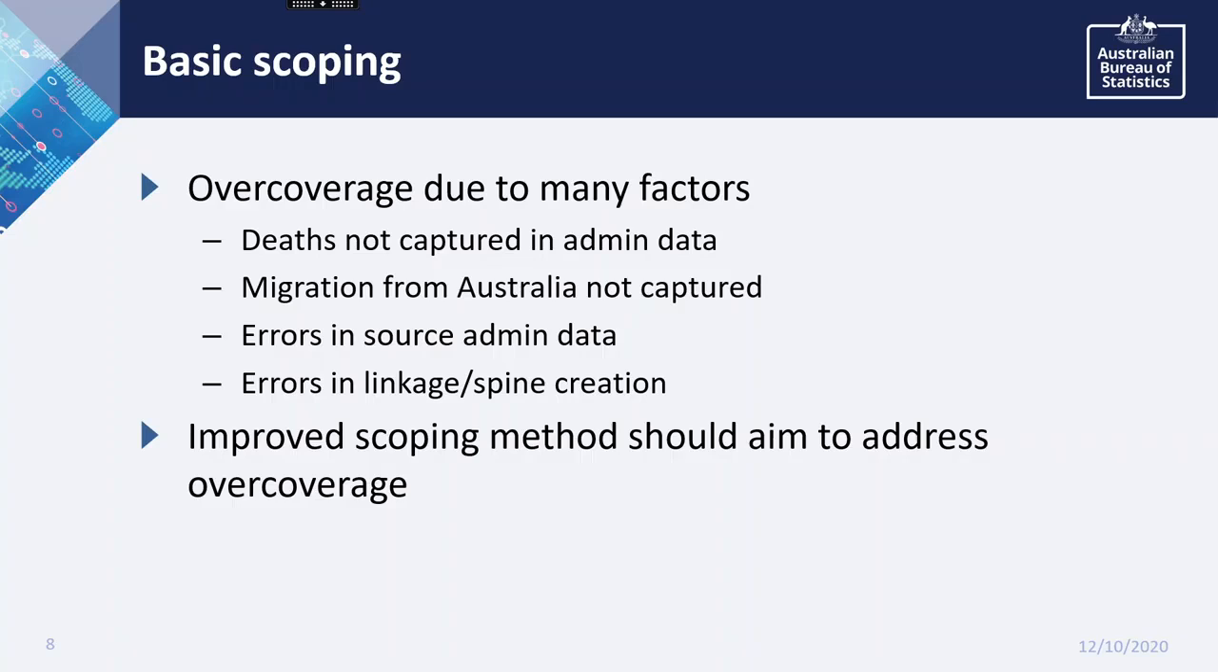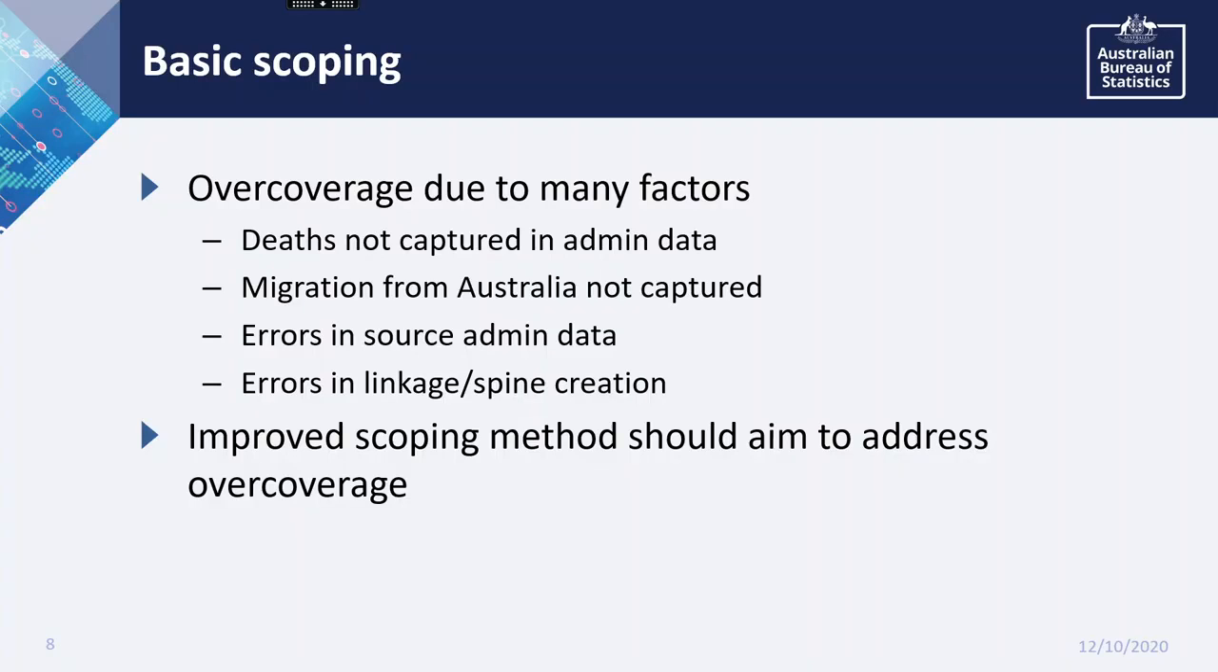So this overcoverage can actually be due to many factors. There could be deaths in our admin data that we don't know about. There could also be migration from Australia that we have not captured in our admin data. There could also be errors in the source admin data. So the admin data might have a duplication of person records, or could have information missing.